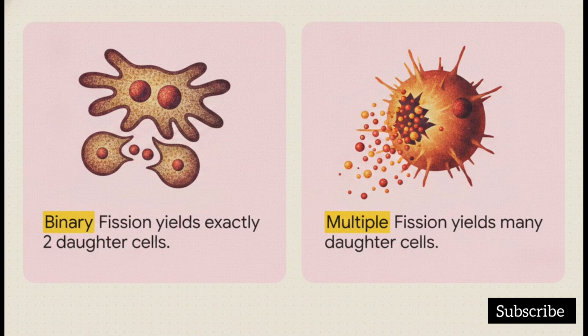Now, to clear up a really common student doubt, let's look at this stark difference between binary and multiple fission. Binary fission, like in our amoeba example, yields exactly two daughter cells. Pretty straightforward. But multiple fission, that's a whole different ballgame. Here, the parent's nucleus divides repeatedly first, and cytoplasm surrounds each one, meaning one parent cell divides into many daughter cells, all at the exact same time. Plasmodium, the parasite that causes malaria, uses this trick to rapidly multiply. It's an extreme multiplier effect.